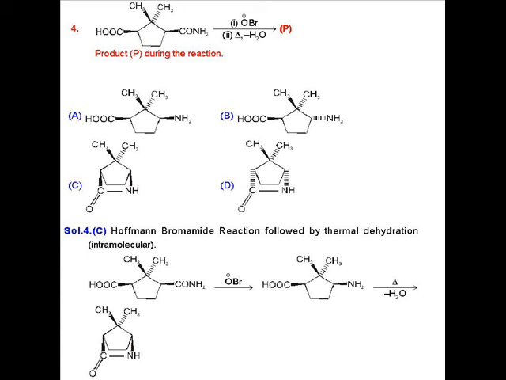So the resulting product is a bicyclic product and amide is there, but the main thing is that the geometries remain the same, that is, there is a retention of configuration at all the carbon atoms given.